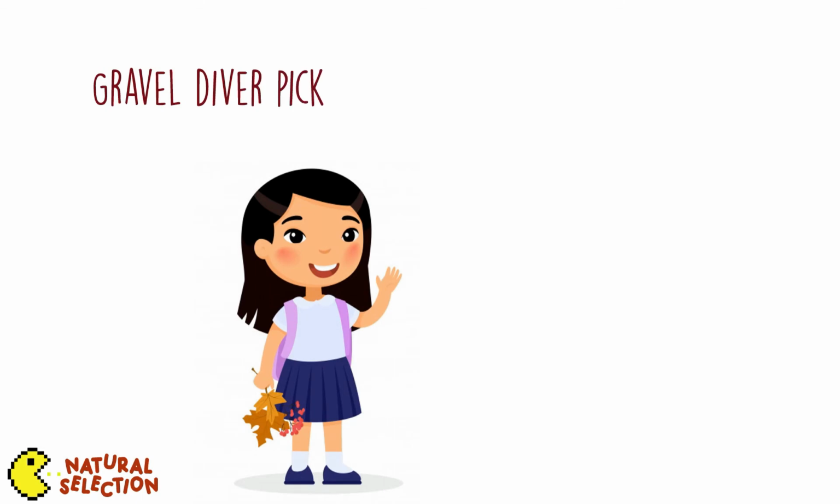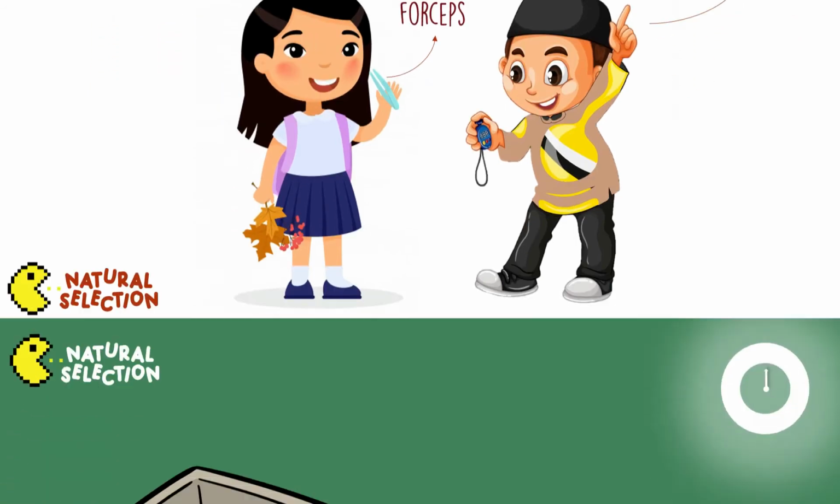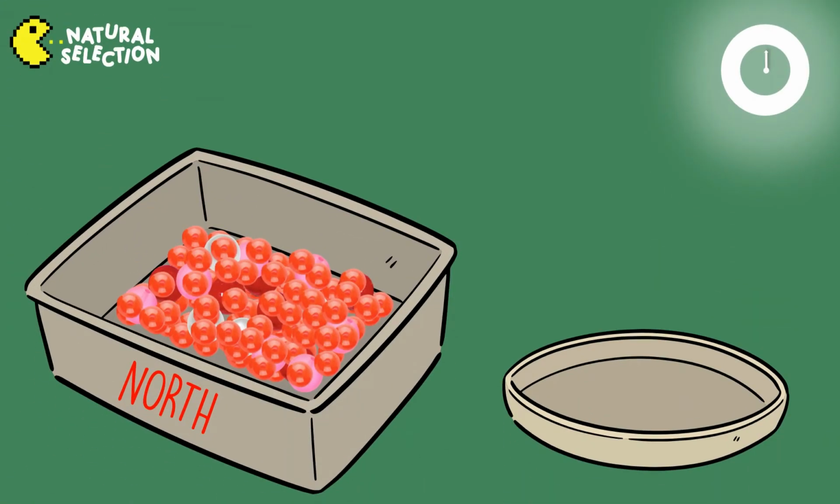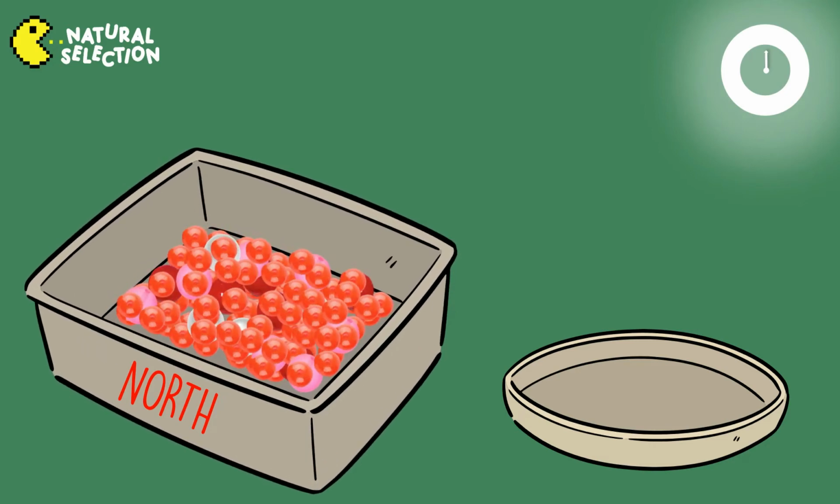Choose one person in your lab group to be the predator. This person must use a pair of forceps when preying upon the gravel divers. The use of forceps simulates the time it takes a GDP to find and immobilize a gravel diver. Choose a second person in your lab group to be the timekeeper. We will start in the north. Mix the gravel divers first. After, the GDP will capture one gravel diver at a time with the use of forceps in a span of 1 minute.